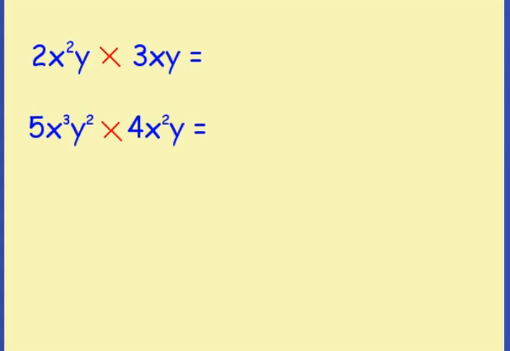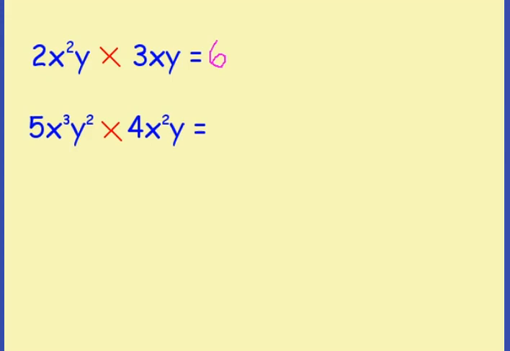We're now going to look at multiplying. I'm going to do the first one and then ask you to do the second one. When we multiply, we need to multiply the numbers first. So we've got here 2 and we've got 3. 2 multiplied by 3 is 6. Then we need to look at the letters.